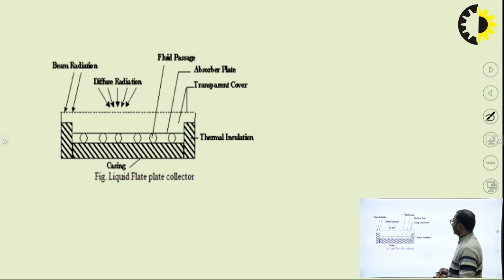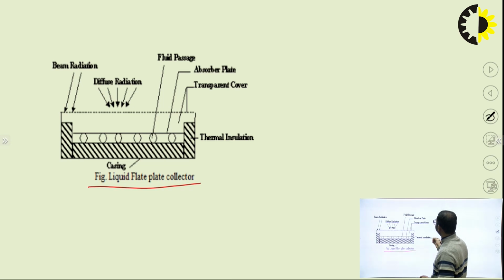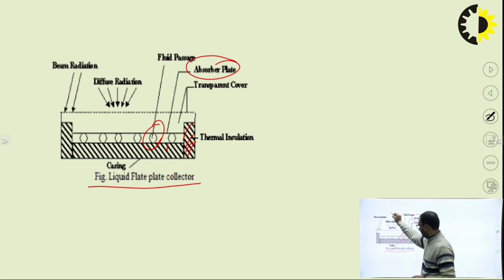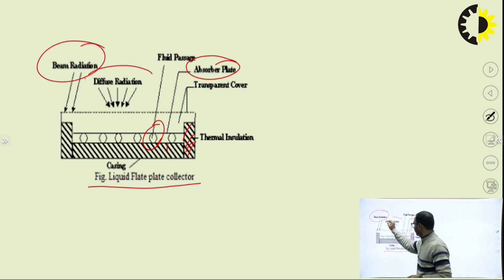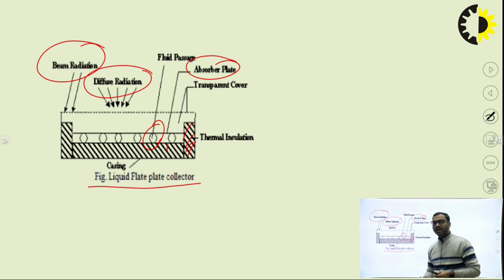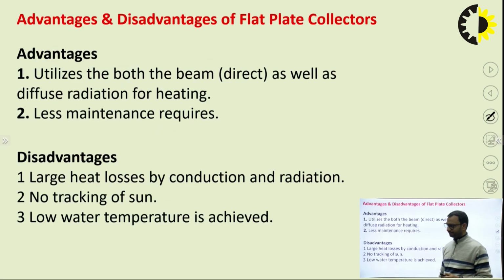This is the pictorial representation of liquid flat plate collectors. If you are talking about its components, so here this is the absorber plate, this is fluid passage, this is thermal insulation, and here two types of radiation are impacting. One is beam radiation and second one is diffuse radiation, and further these radiations are converted into heat with the help of this liquid flat plate collector.